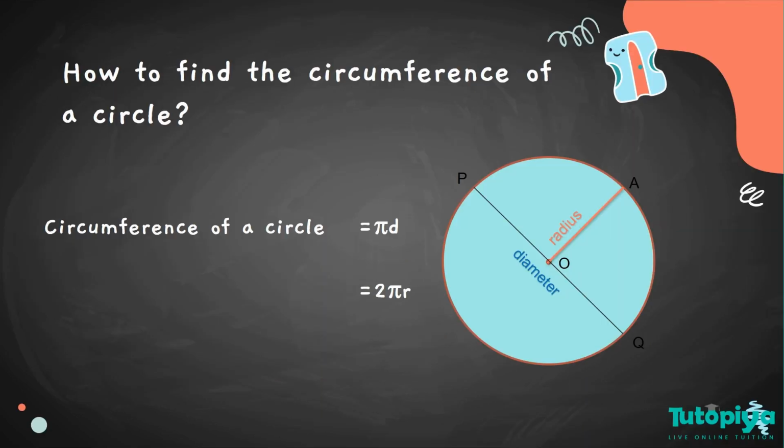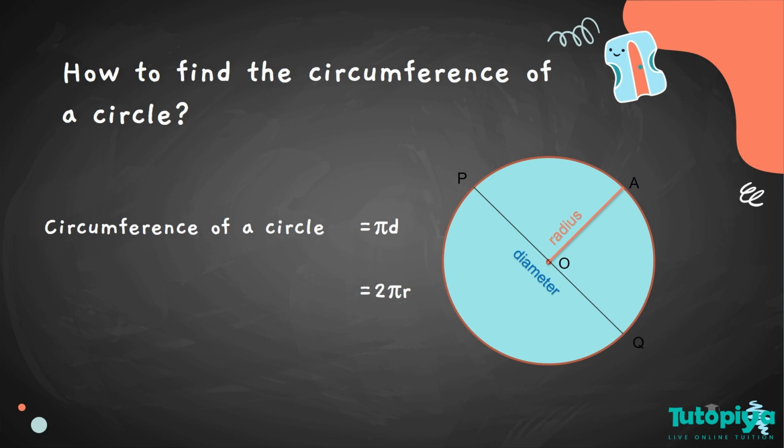Alright, how to find the circumference of a circle? What is a circumference? Circumference is the length around the circle. This is called the circumference of a circle. There are 2 ways that you can find the circumference. You can use the formula pi d, or you can use 2 pi r.